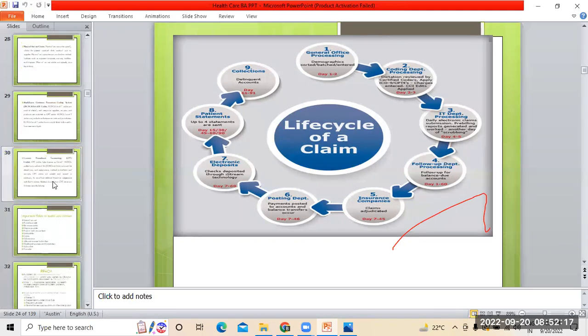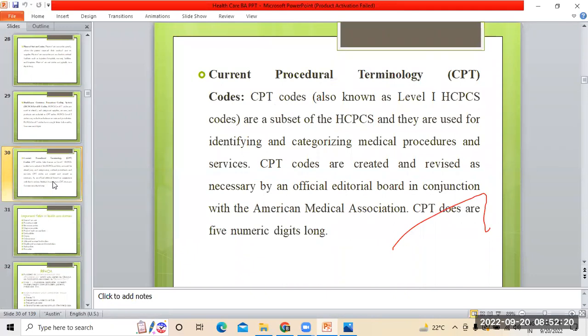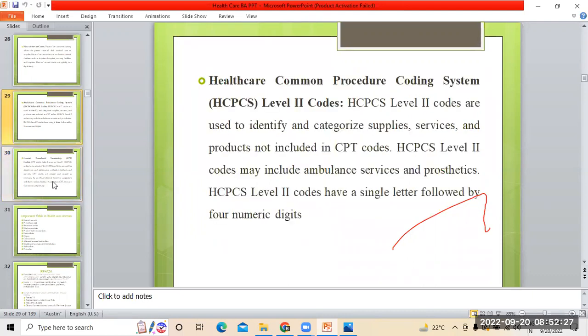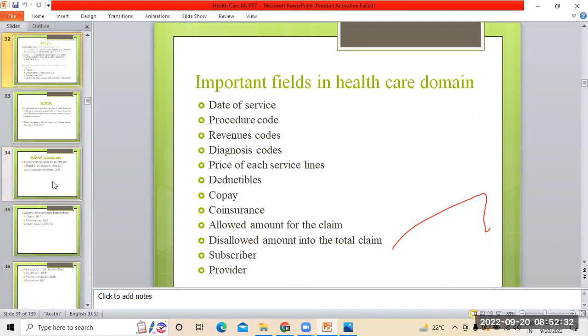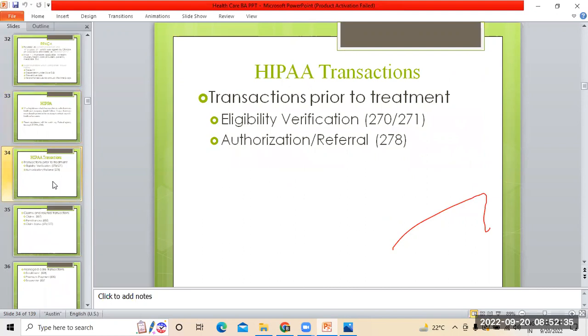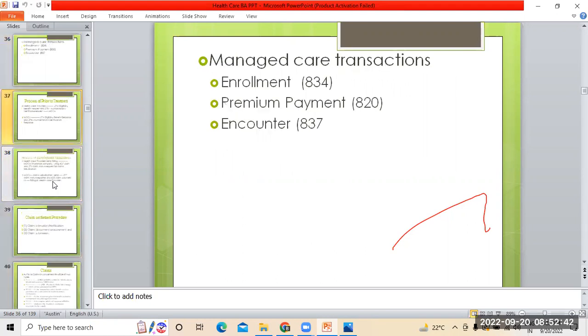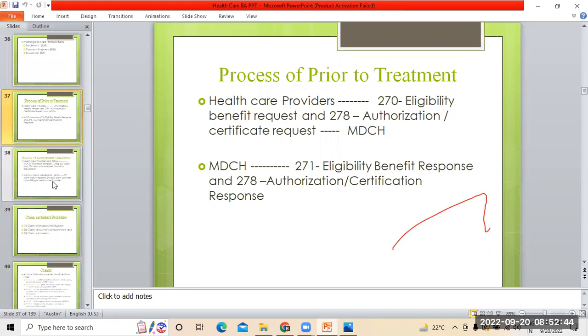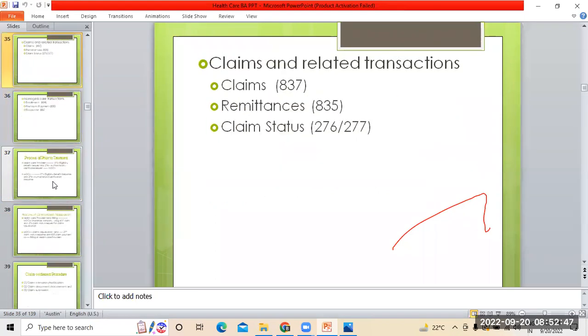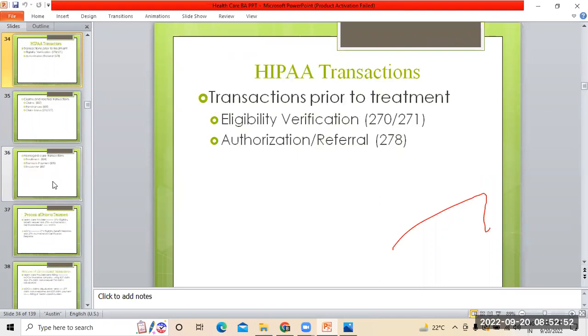So what 835 stands for, as I told you last week, right? These are the common procedure codes, CPT codes. There are different levels of codes we have, but the major codes we see are the transaction level codes of HIPAA relating to claims, remittances, status, all that. And what process we follow to request either the claim, the remittances, or the status.